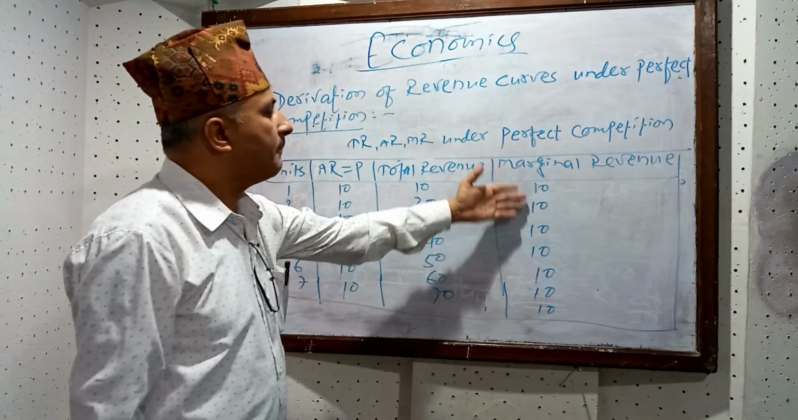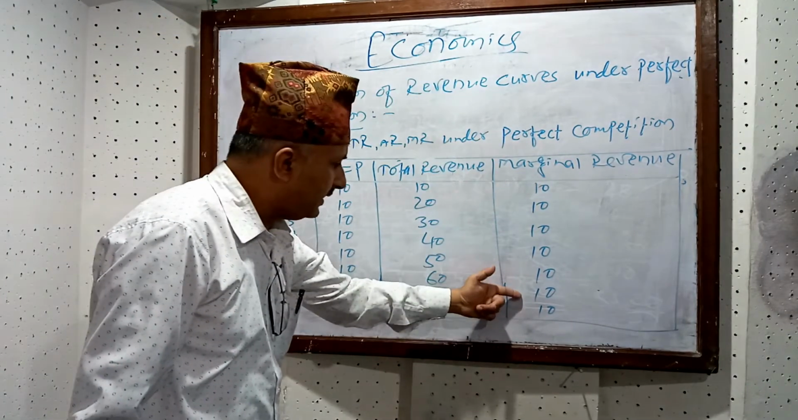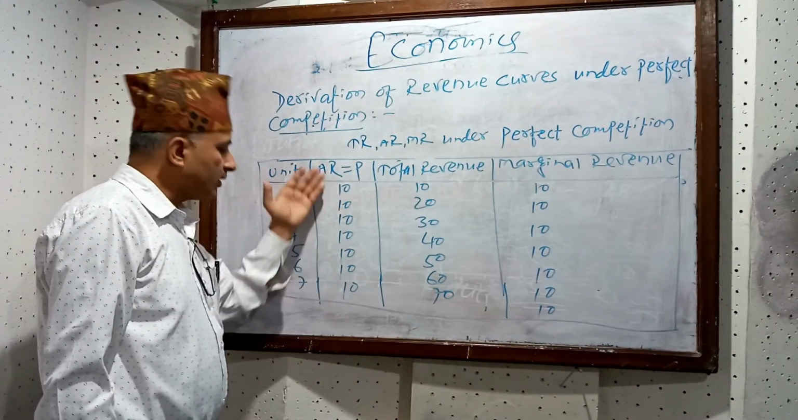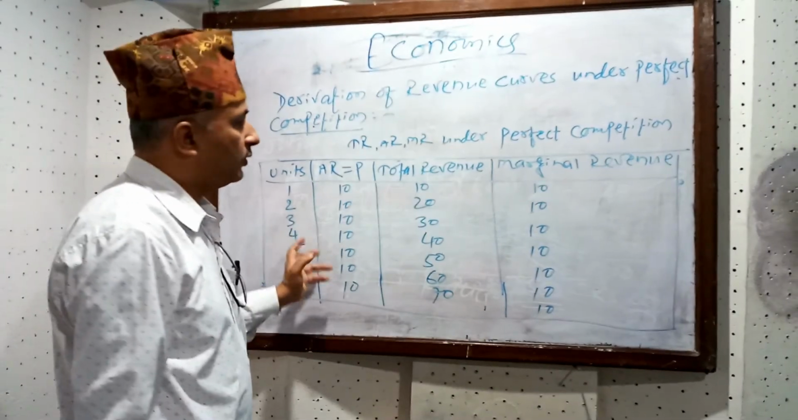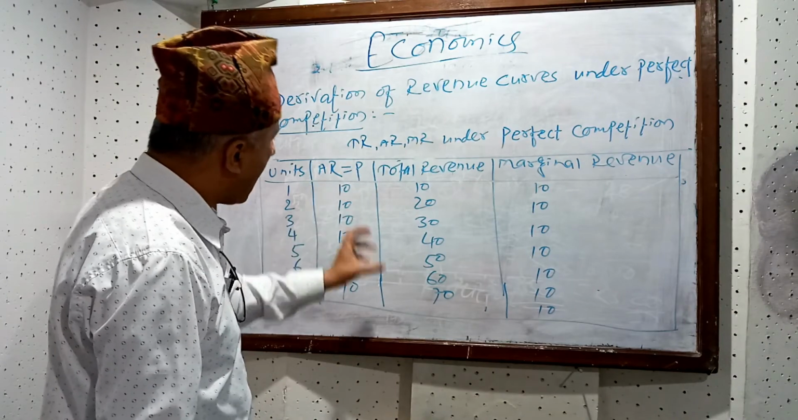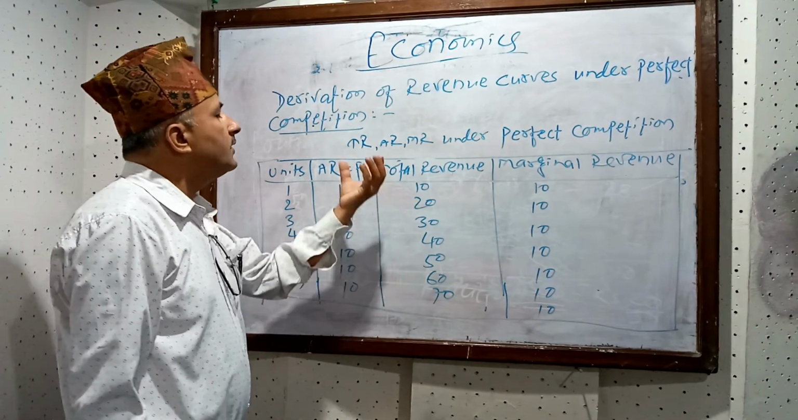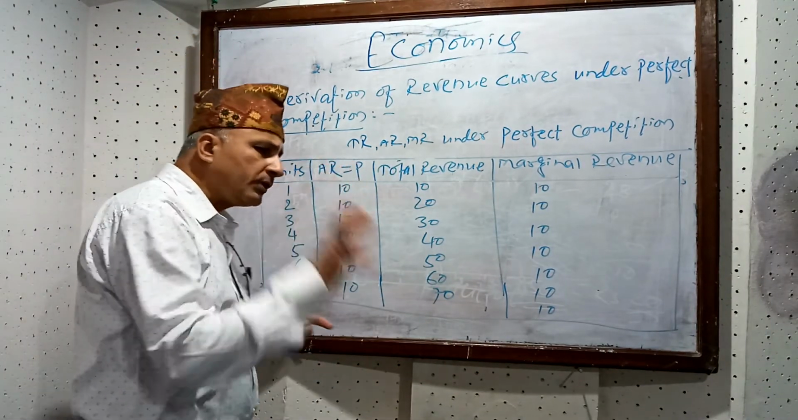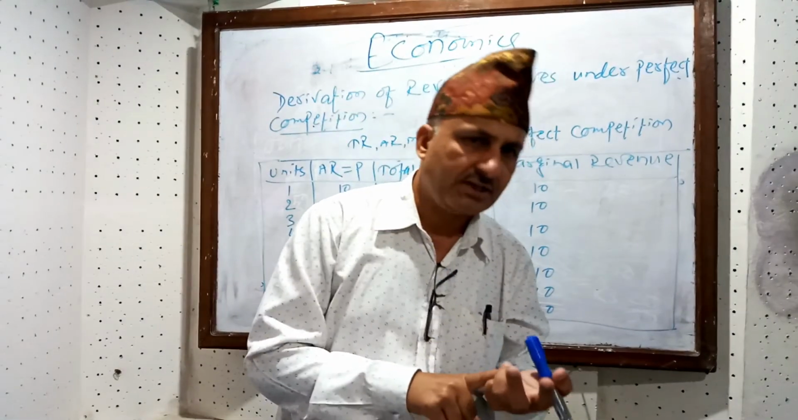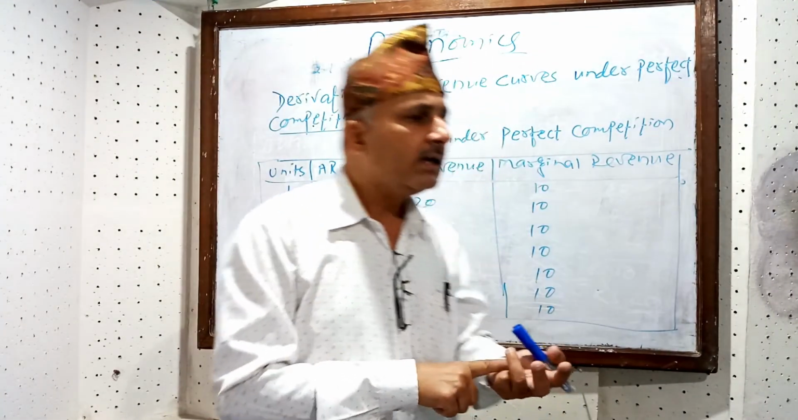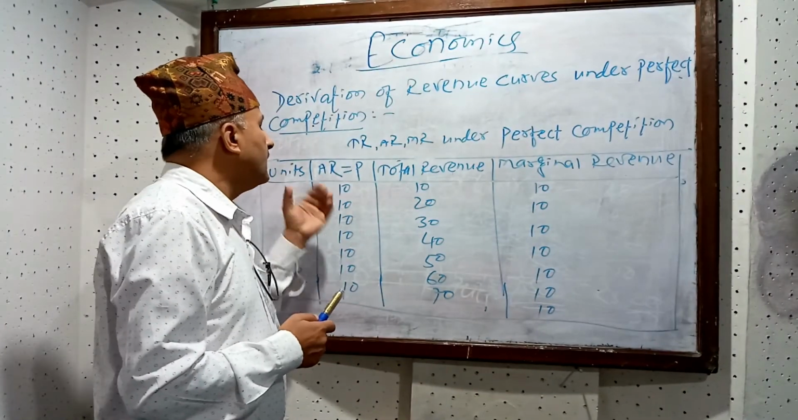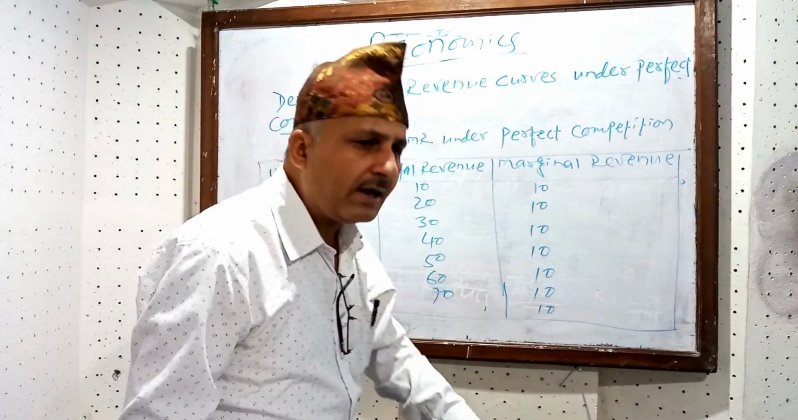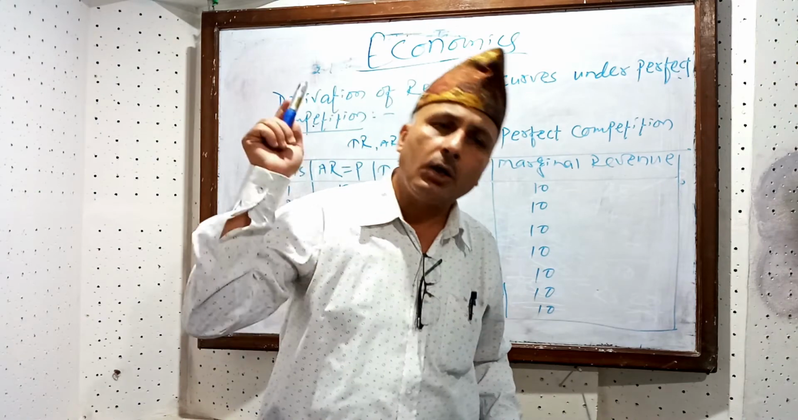In this way, the value of marginal revenue is 10 however many units of output are sold, and the value of AR is also equal to 10, however many units of output are sold. In this way, we can have this type of schedule for the derivation of revenue curves under perfect competition. So, you should remember, price is always constant. Price is always the same under perfect competition, and this is also denoted by AR, average revenue. And what is the value of average revenue? It is equal to marginal revenue. Remember this. Average revenue and marginal revenue under perfect competition are always similar.